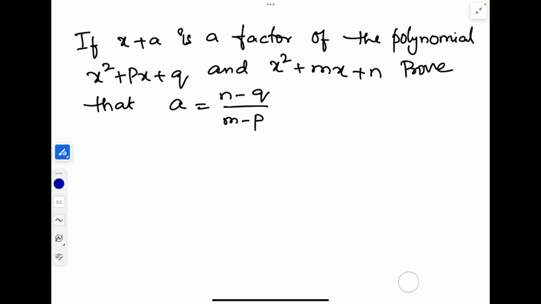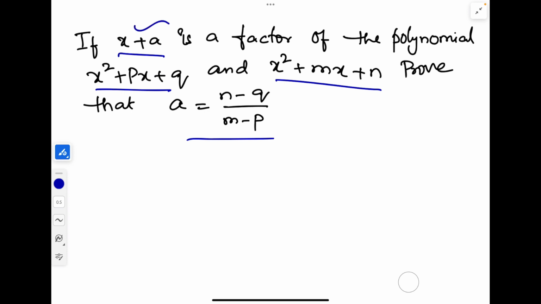Let's see an interesting question. If x plus a is a factor of the polynomial x square plus px plus q and x square plus mx plus n, prove that a is equal to n minus q by m minus p. Children, this type of questions when you read you will feel it is difficult. But trust me, these are the easiest sums.